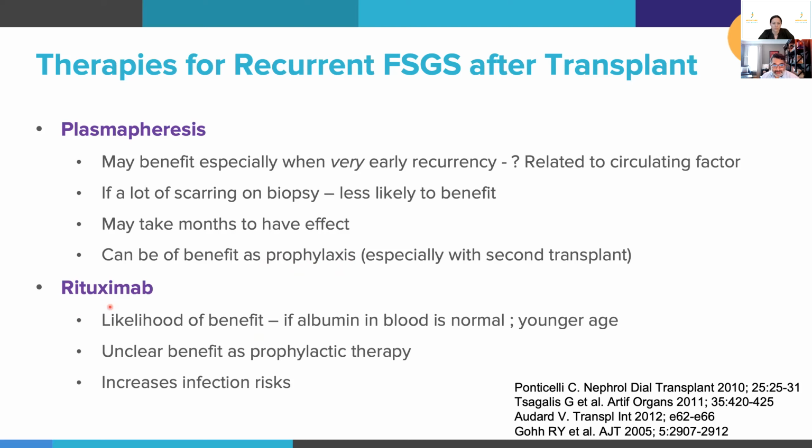Rituximab has been used, and I would say that's often a standard thrown at patients. And we do it with some caution because it does increase the infection risk, because this is adding more immunosuppression on top of what we've already given for the transplant. There seems to be more likelihood of benefit if the protein level in the blood is still normal and if the patients are younger. A couple studies have looked at this as prophylactic therapy before that second transplant after someone's had a recurrence. And that data is kind of a wash. So some studies have shown a little bit of a benefit and others have shown no benefit. So that isn't necessarily employed at every center.